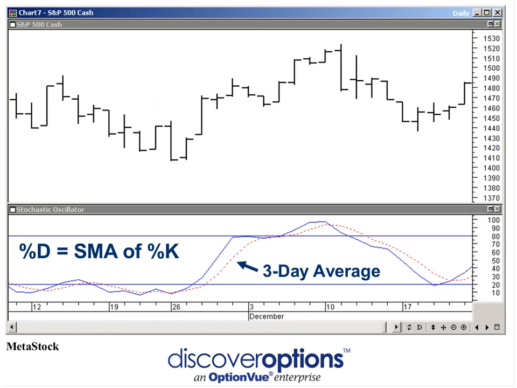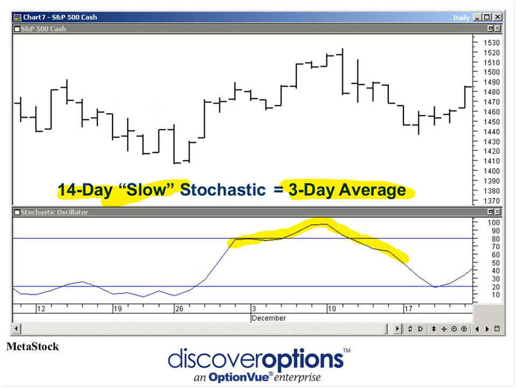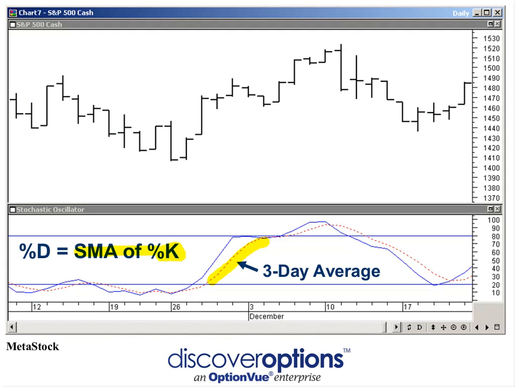Now, what comes next is called percent D. This is simply a simple moving average of percent K. It's also called a trigger line. So if we take the smoothed percent K, we're going to take a moving average of this line. We're going to paint it red and make it dashed instead of solid, and that will be our trigger line that you see right here. It's a 3-day average of the slowed percent K.